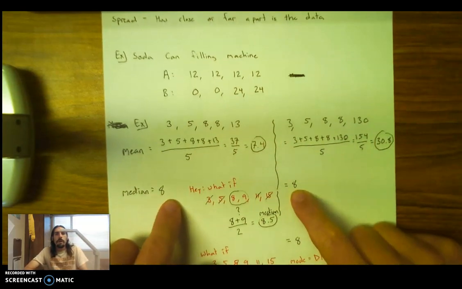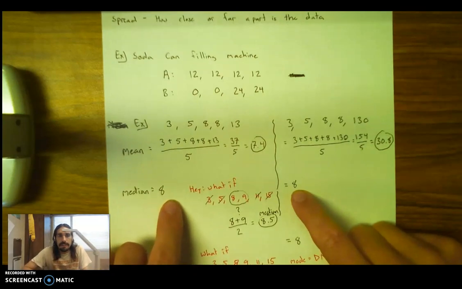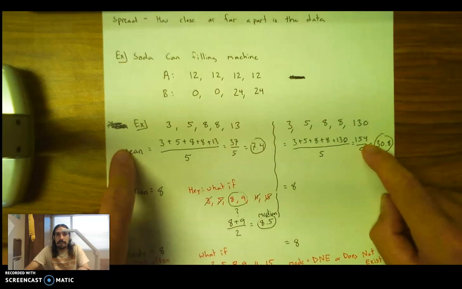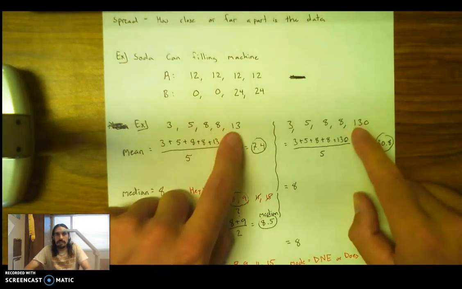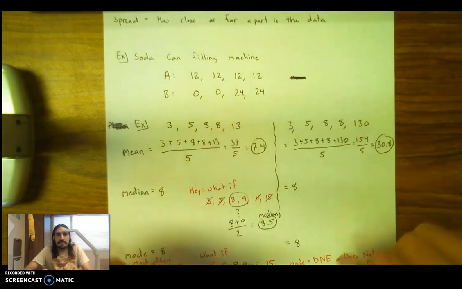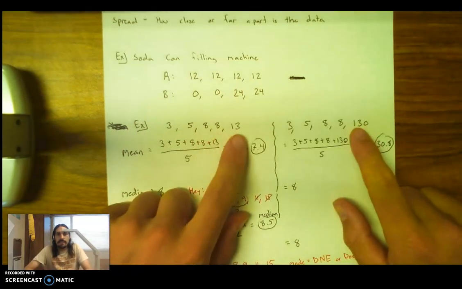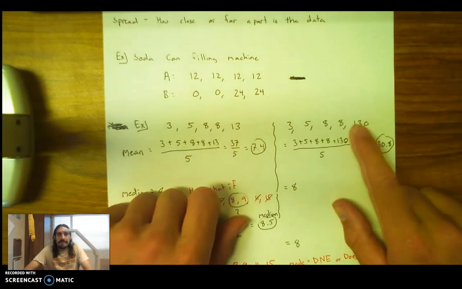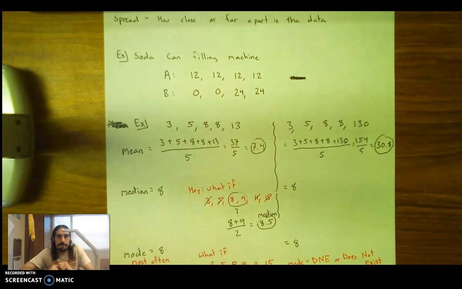Okay? One of the things you need to realize when we're looking at variable data is the mean is heavily affected by what is called an outlier. This 130 is way bigger than this 13. This 13 is closer to the rest of the numbers, whereas this 130 is very different from all of the other numbers. And so what that means is there are certain contexts where one measure might be more appropriate than another.